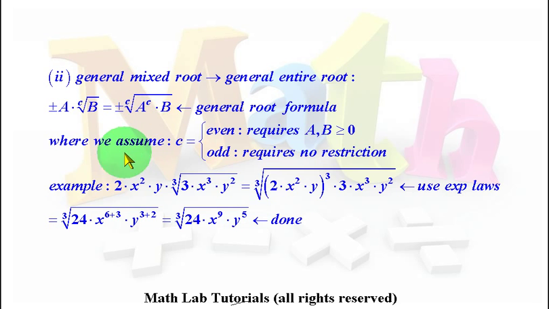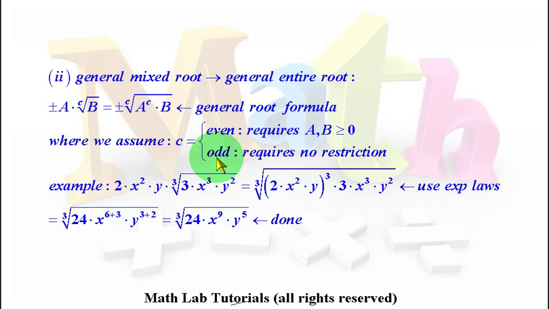Now, this time we're going to assume c can be even or odd. c is called the index of the radical. c can either be even or odd. Like, for example, if c is even, it could take on values like 2, 4, 6, 8, etc. And if c is odd, it can take on values like 3, 5, 7, etc.